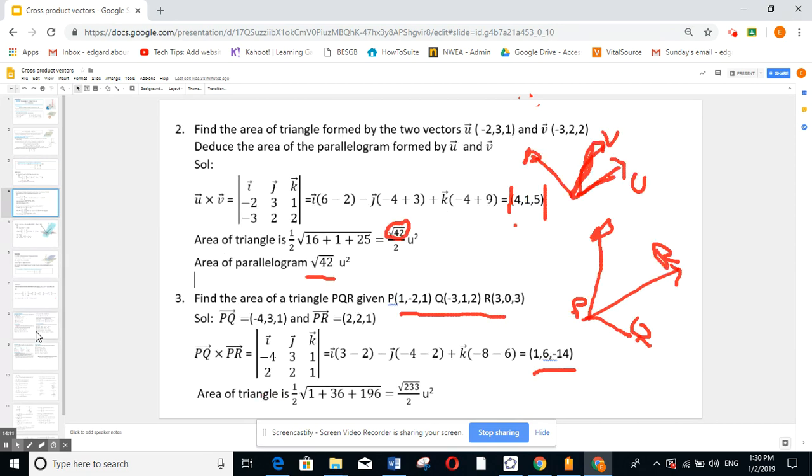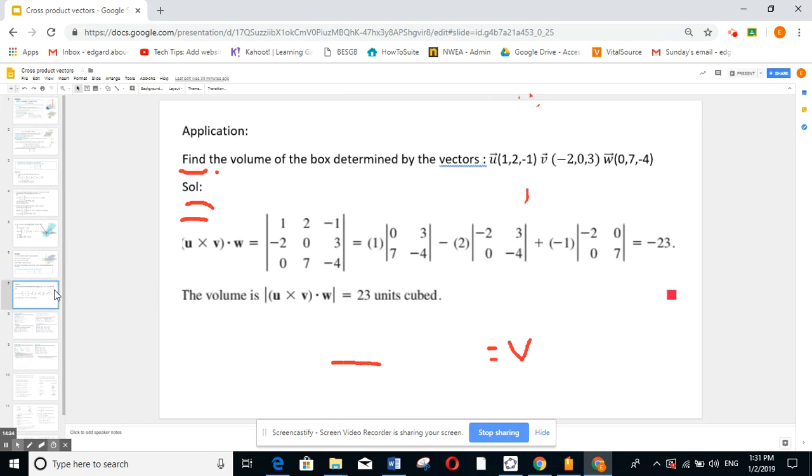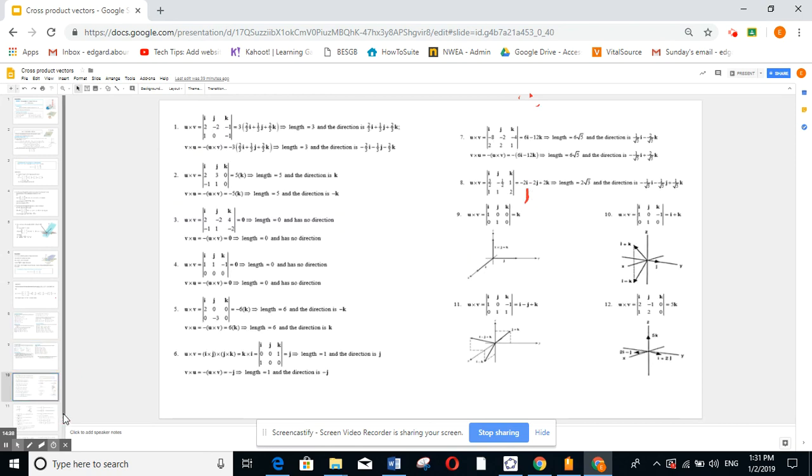And if you want to find the volume with the box product, where the first 2 vectors are crossed and then scalar with the 3rd vector, it will give you the volume of the parallelepiped formed by these 3 vectors. So as you can see, this is a simple lesson, and I gave you some problems. As I said, you can solve them by yourself, and you have the answer key.